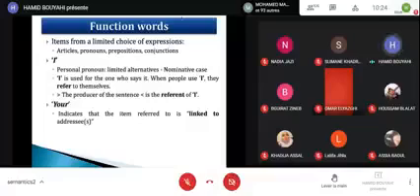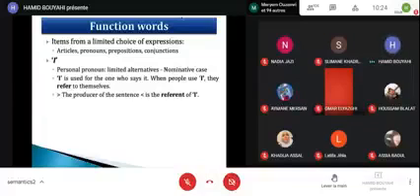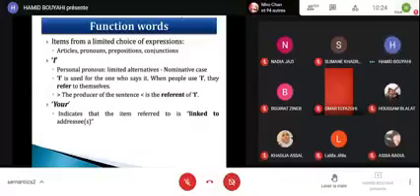It indicates that the item referred to is linked to the addressee. Okay, so it indicates that the item referred to is linked to the addressee. That's how they define your. Okay. Do you think you can think of an alternative, a different definition?